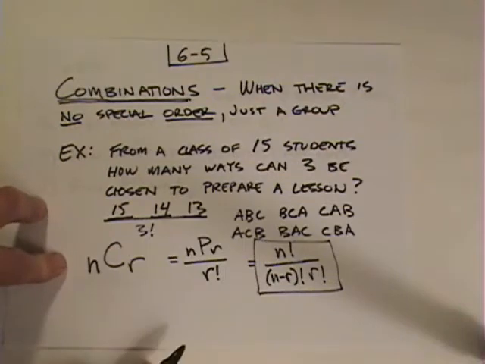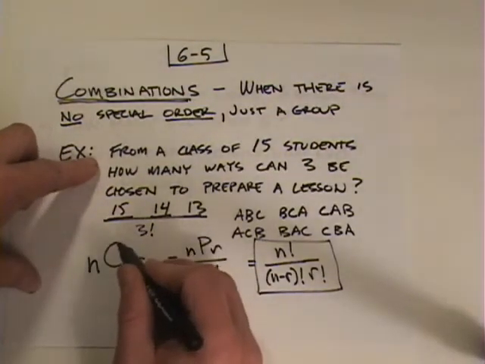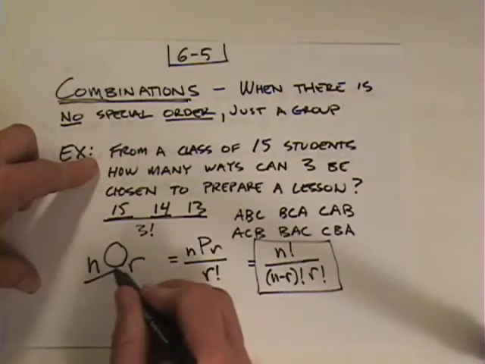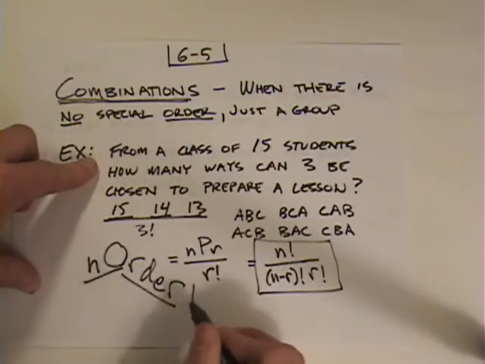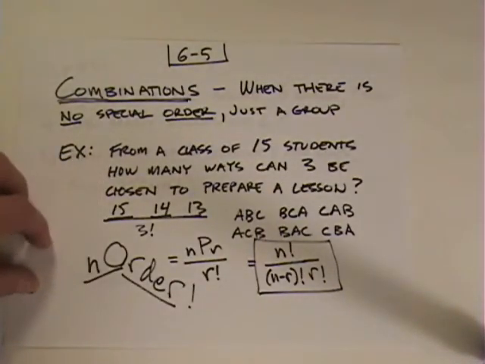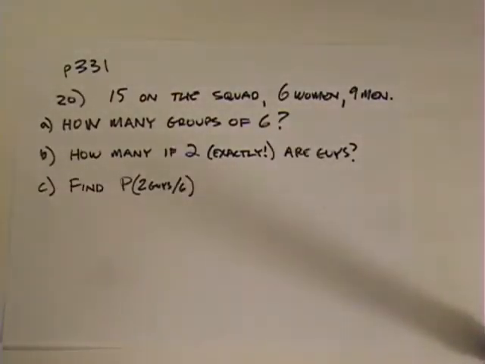And to help you remember that, I've got this handy little trick that if you take this C and make it into an O, it spells no and then order. All right, so there you go. nCr is when there's no order. All right, I think I've drilled that into your heads enough.